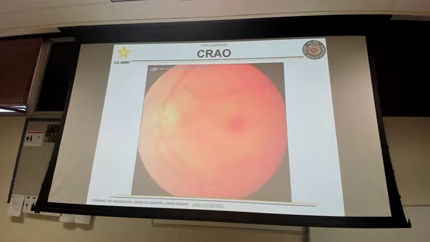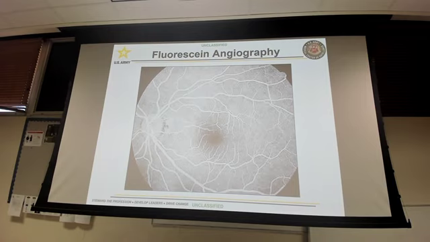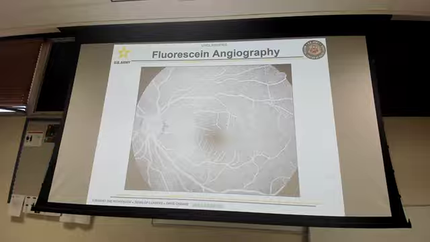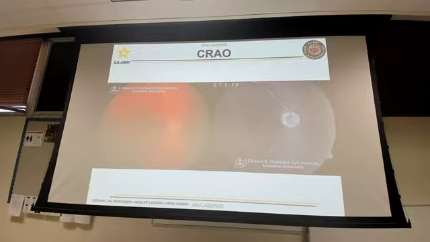So here's a picture of it. The fundus, the retina, is a little bit pale, and then right over the macula is just that cherry red spot. Fluorescein angiogram, that's done with ophthalmology, and a dye is injected, and it allows us to better assess the vasculature going on in the retina. And this is showing a patient who has a CRAO when we're looking straight into the eye, and then how poor the perfusion is with the fluorescein angiogram.